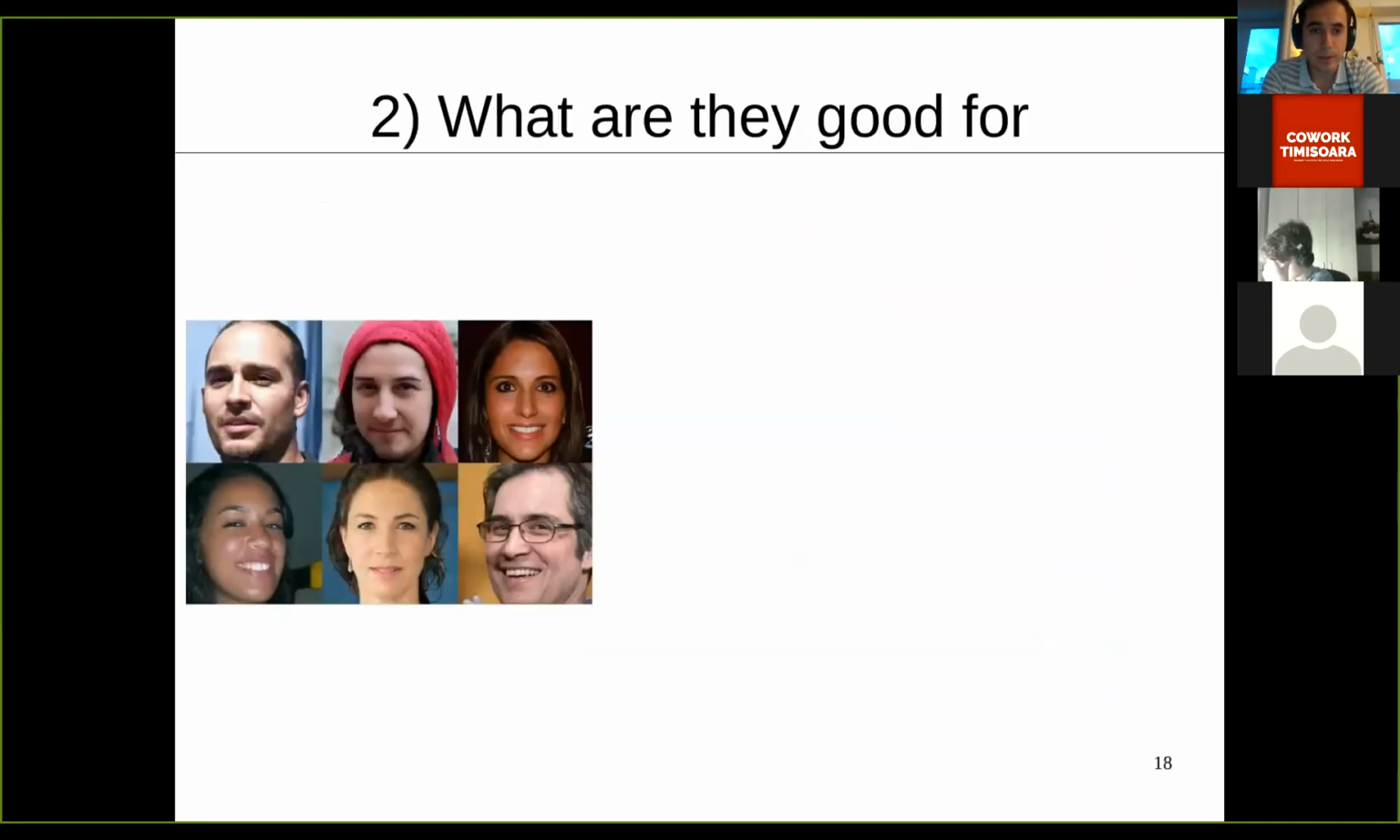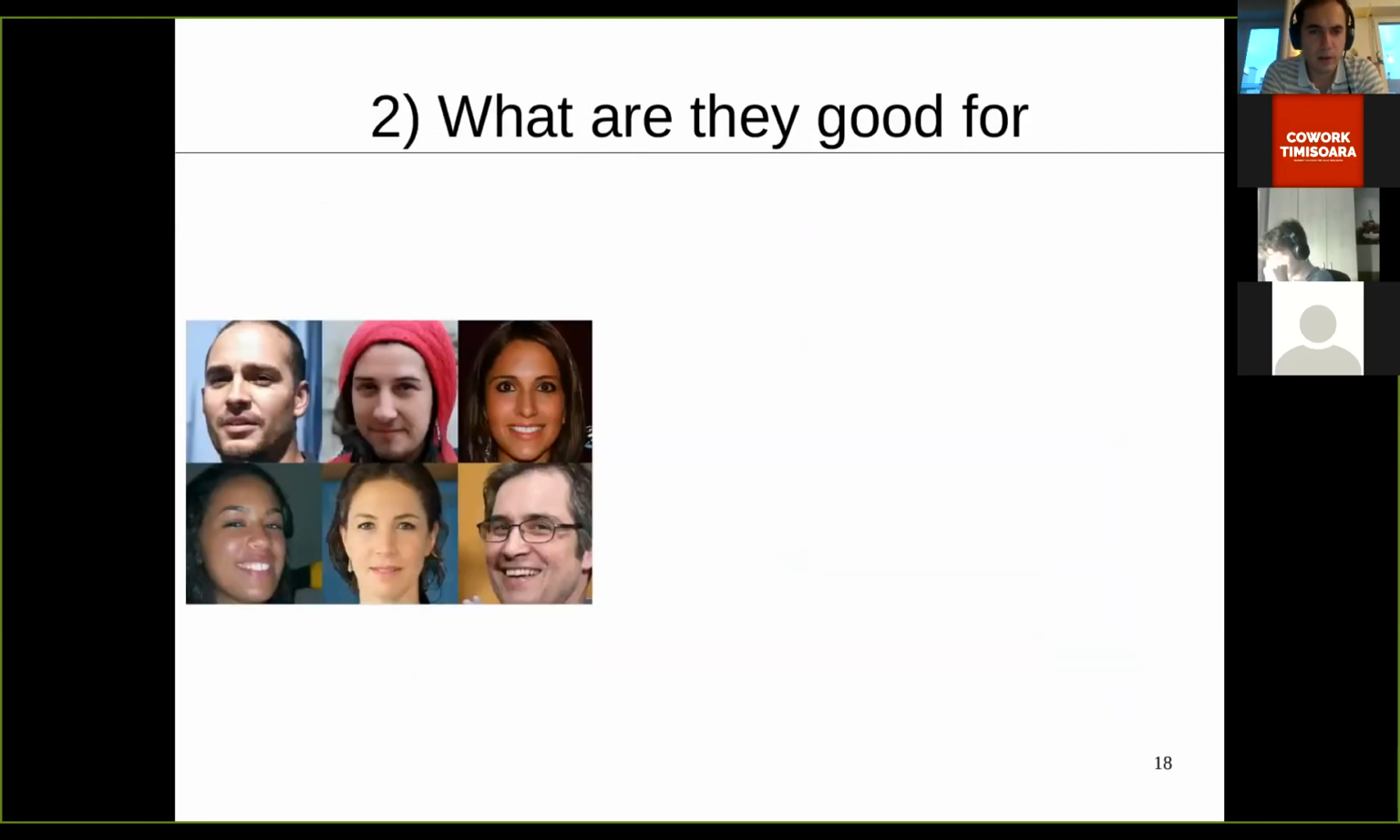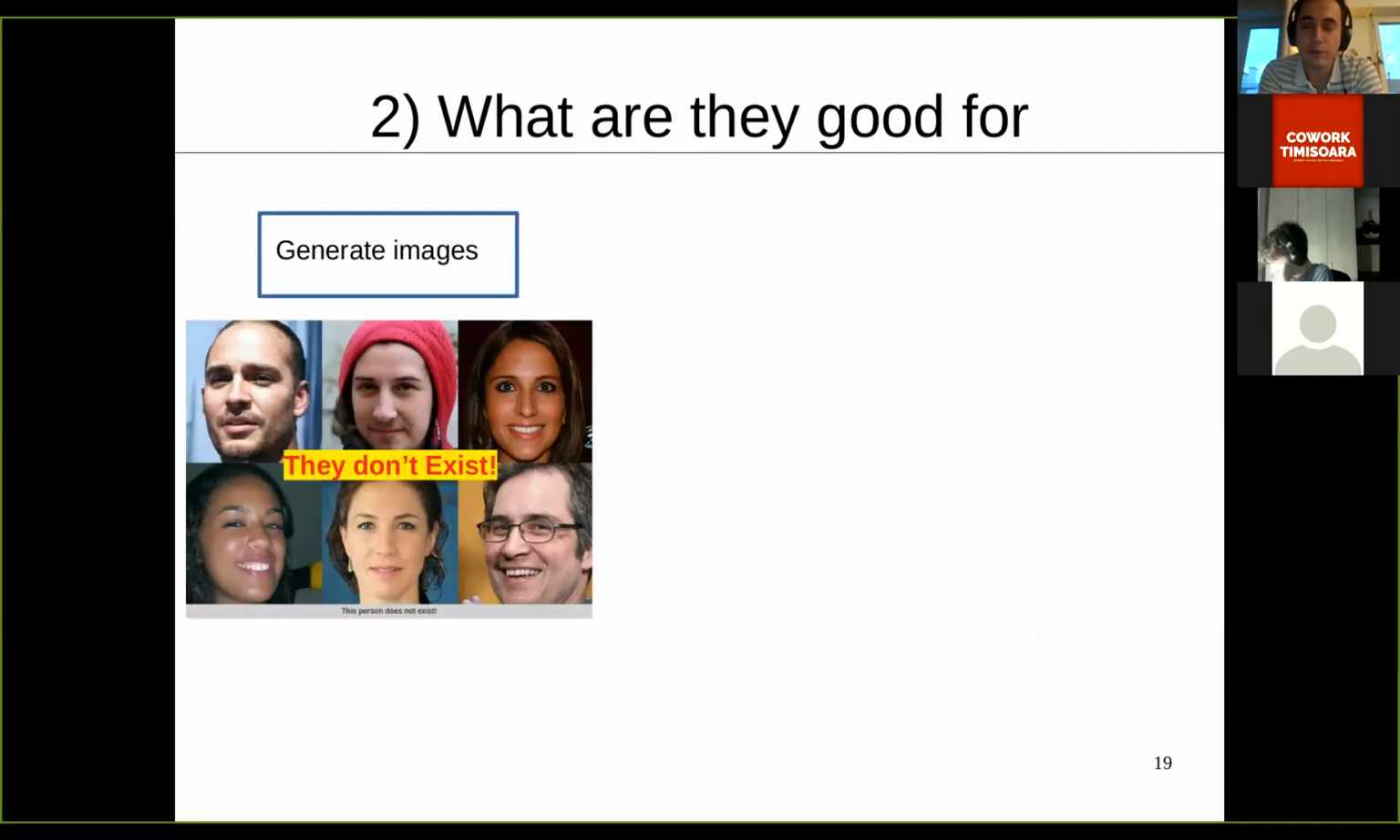Okay, so what they are good for, at least to understand the reason. If I was in a class, or if we were in the same room, I would ask you if you think these images are real or fake, or tell me which one is real and which one is fake. But since we are online and you're all muted, I cannot ask this question. So I will directly tell you that these are all fake or synthetic images. These faces do not exist in the real world.